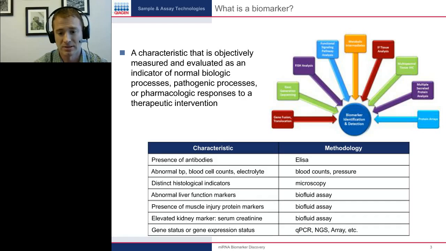Now, the method for analyzing your biomarker is linked to the specific biomarker. For the presence of an antibody, you can use an ELISA. Obviously, for blood pressure, you can choose a blood pressure cuff. Microscopy for histological indicators, various biofluid assays. And for the gene expression status, real-time PCR, next-generation sequencing, microarray, etc. And for somatic mutation, qPCR, or if you're in a discovery mode, next-generation sequencing.